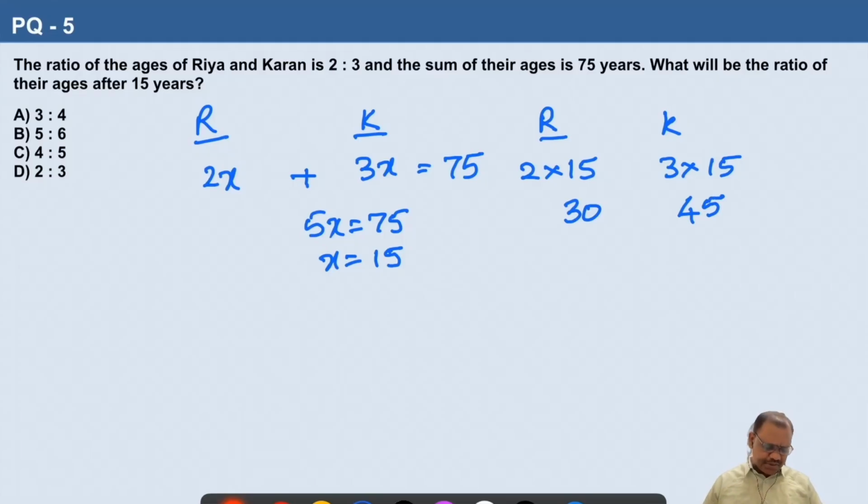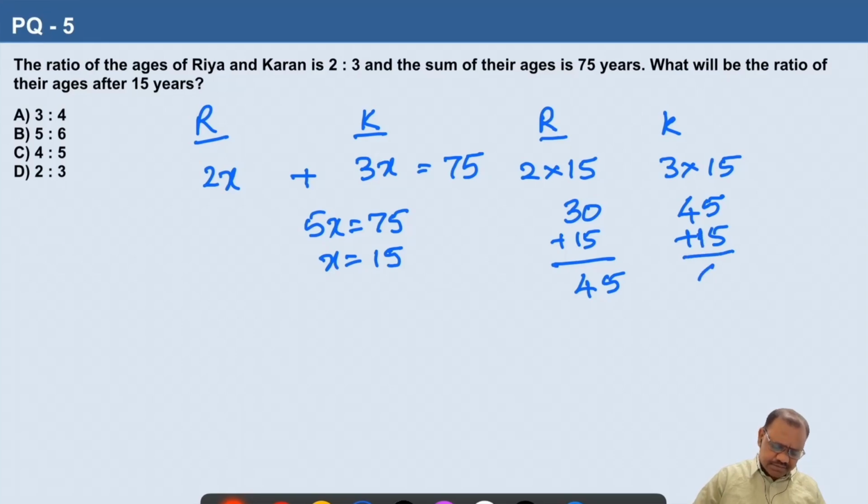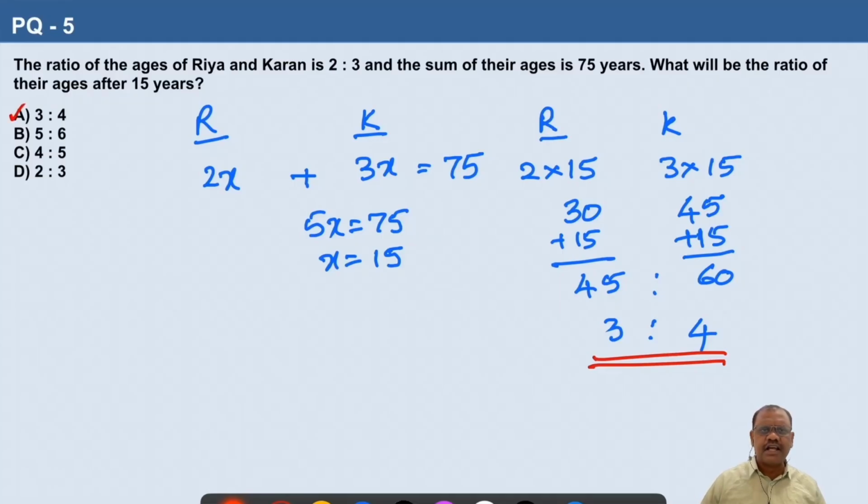What will be the ratio of their ages after 15 years? Plus 15. That is 45 and 60. So we need to find out the ratio. 45 is to 60. 15 threes, 15 fours. The ratio is 3 is to 4. Answer is A.